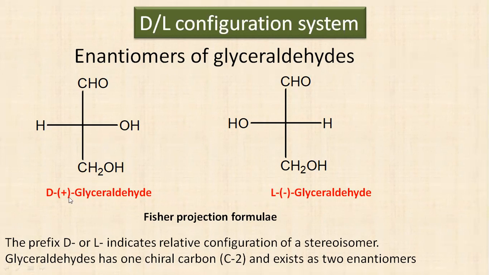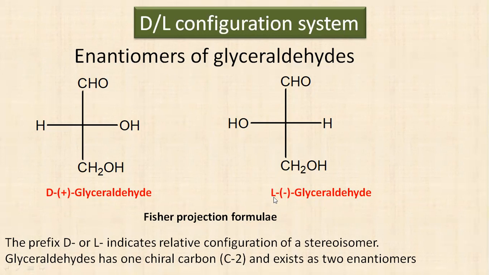According to that, it is named D positive glyceraldehyde. Here, OH is present towards the left side with respect to the CH2OH group, and therefore it is L negative glyceraldehyde. So these are the Fischer projection formulae for the glyceraldehydes, and this capital D and L indicates the relative configuration of stereoisomers.